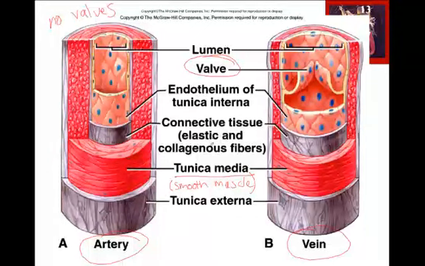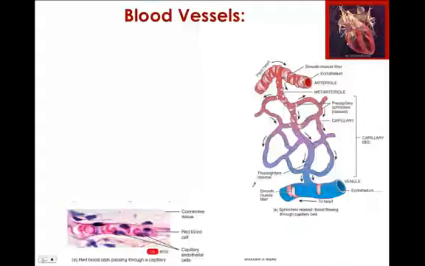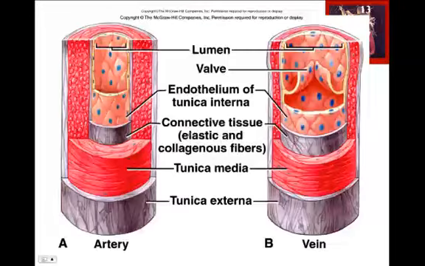But again, the three major layers that you're going to see in both your arteries and veins are the tunica interna, the tunica media, and the tunica externa. That tunica media will always be the smooth muscle layer. The endothelial lining is this layer of epithelial lining. And then the tunica externa is this fibrous, dense fibrous connective tissue.